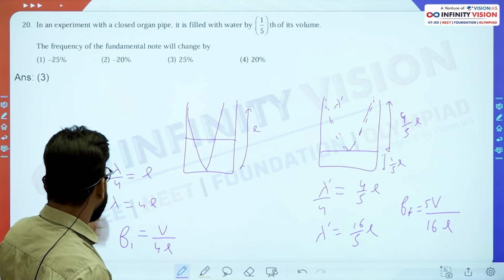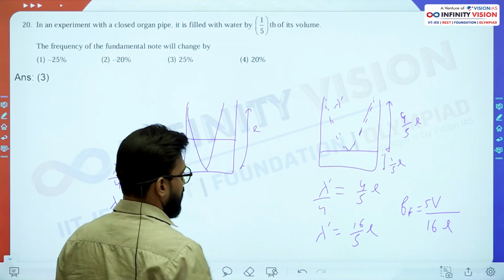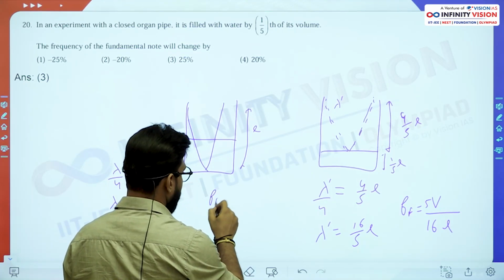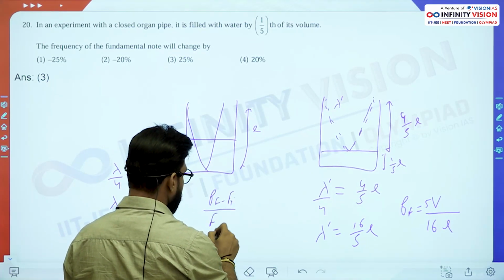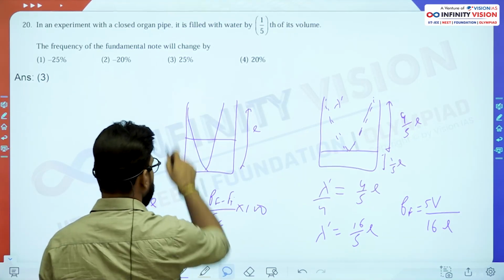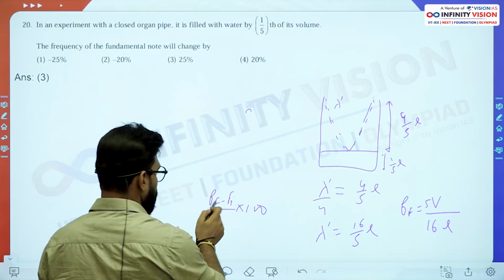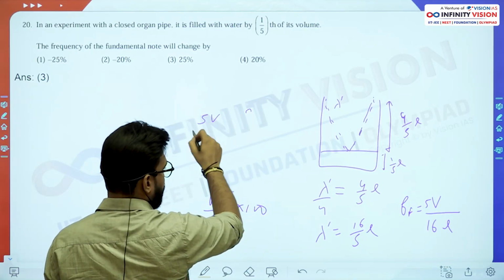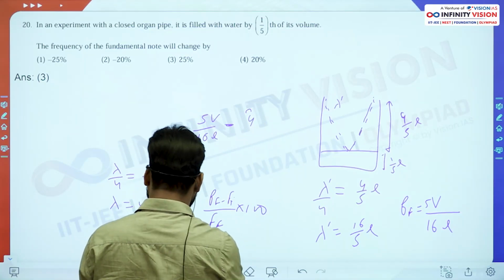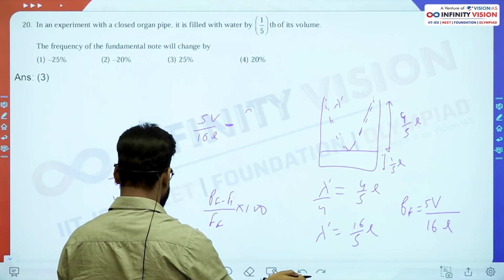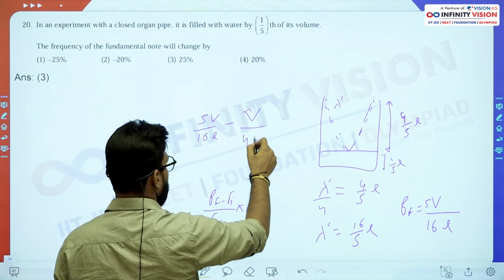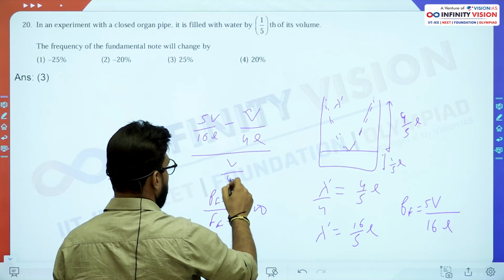So that means this frequency is higher. So we can easily calculate the change in frequency: F final minus F initial divided by F initial into 100. So we will get the percentage increase in the frequency. So final F comes out to be 5 V by 16 L minus V by 4L, divided by V by 4L.